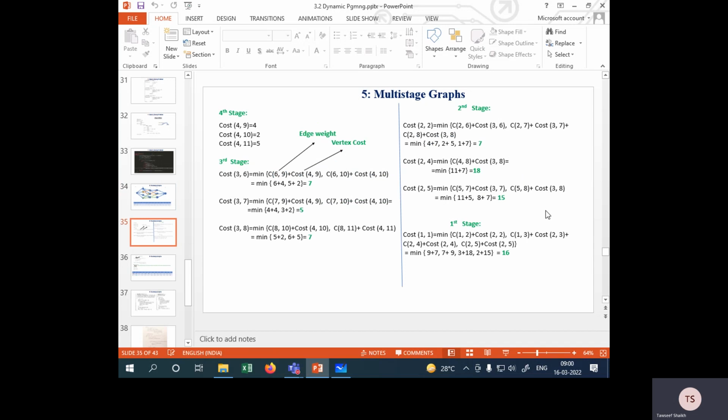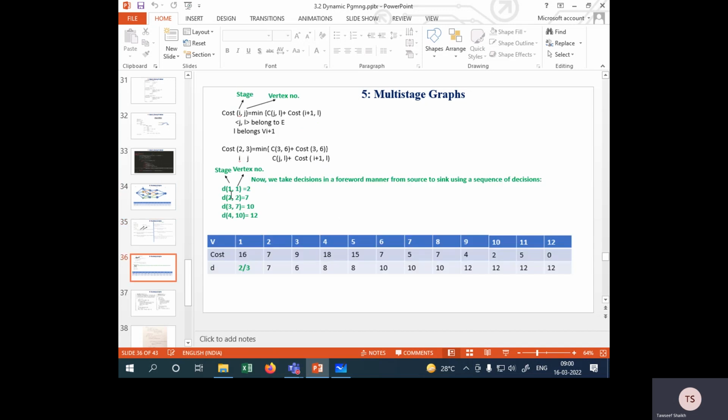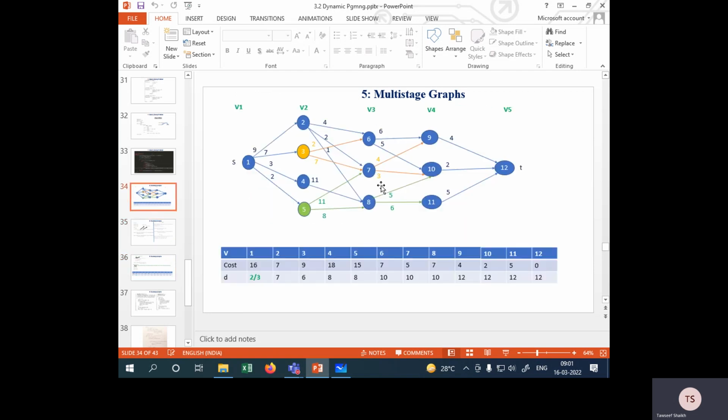So we will now just do one thing, that we will start from vertex 1. If you remember, yesterday I told you that we are actually finding or starting this algorithm from node 12 towards node 1. But still this process or this algorithm is known as the forward method, because of the fact that we start from node 1 in stage 1.